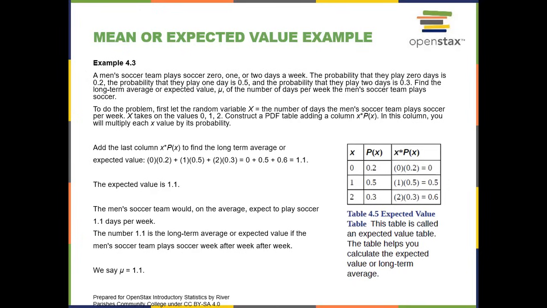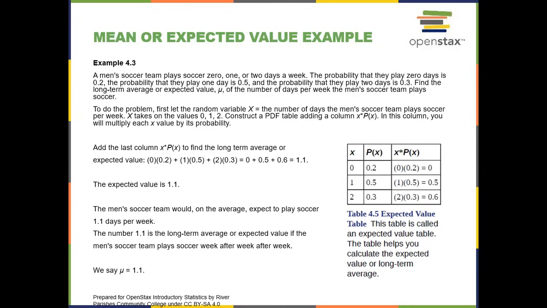Notice the sum of the probabilities, 0.2 plus 0.5 plus 0.3, adding all the numbers in the second column of this table, is equal to 1. The sum of the probabilities is equal to 1 and all the probabilities are between 0 and 1. Hence, this is a probability distribution.